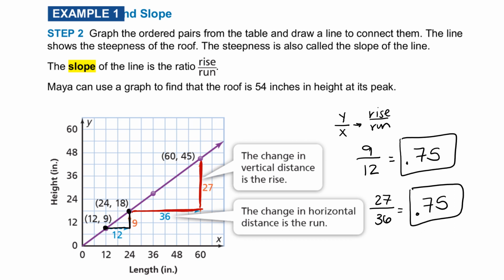So even though the triangles are different sizes, we have a small triangle and we have a large triangle, they will match in terms of their simplified slope answers.